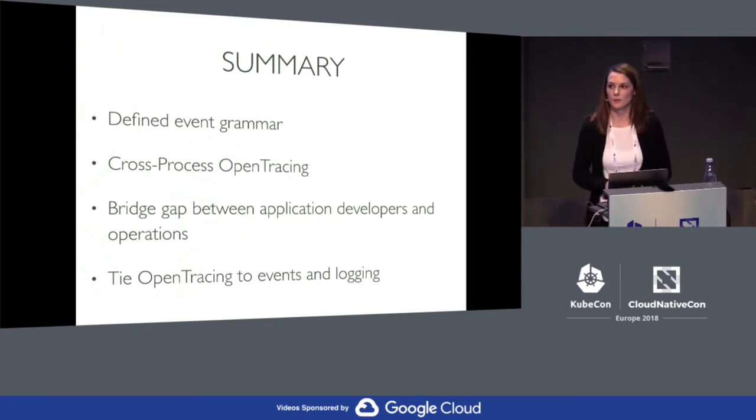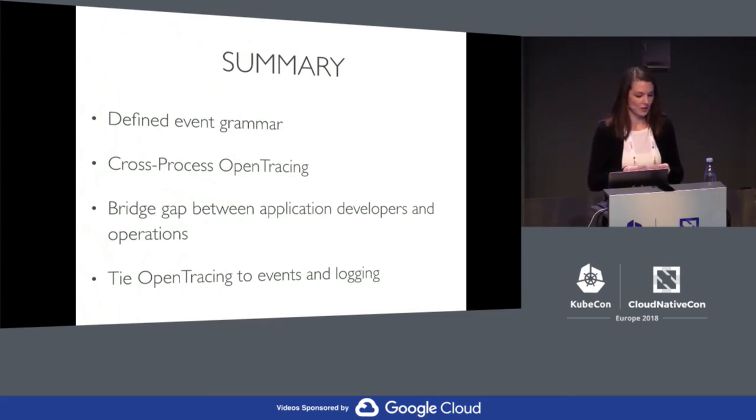So using this defined event grammar, we have an agreed upon semantics for operations engineers and also application developers to use. And using cross-process tracing allows us to inject the trace context into a text map carrier. And doing this, we're able to get a better overall picture. We're bridging the gap between application developers and operations and getting everyone speaking the same language. So application developers are able to gain insights on what they do in their code and how it affects observability and how it fits into this bigger observability picture.